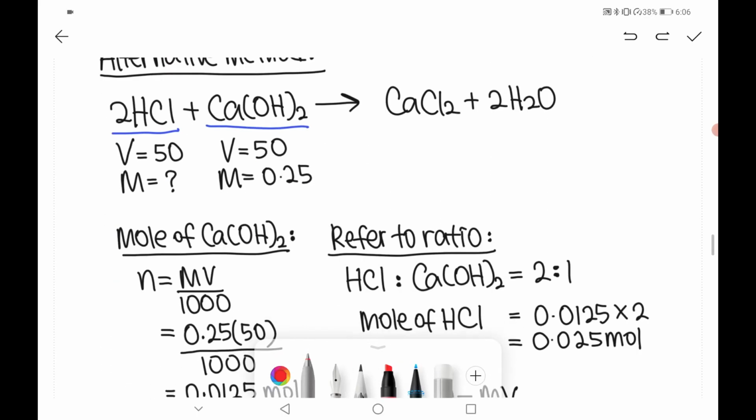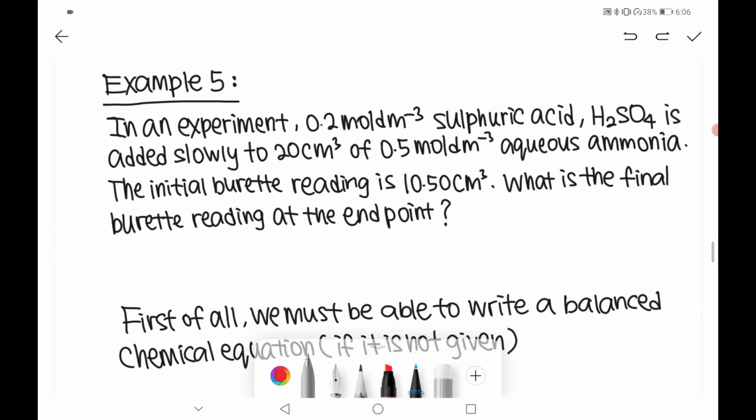So how are we going to do this? It looks very complicated, right? No worry, we just do it step by step. First of all, we need to start with writing a good chemical equation.